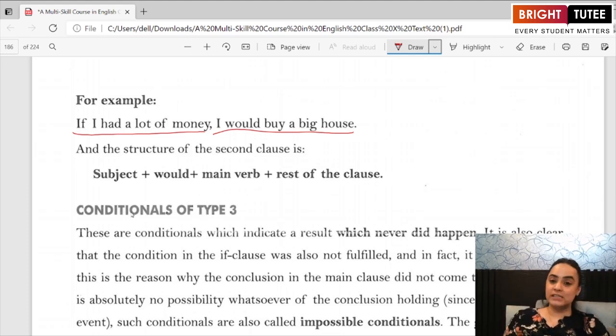Okay, so the possibility here for the completion of the main clause is highly negligible, and that is why they are unlikely in nature. And what is the structure of the second clause? Again, subject plus would plus the main verb, and the rest of the clause.